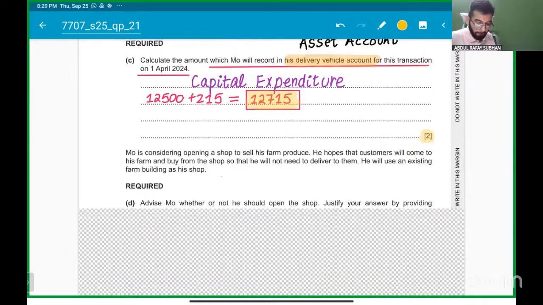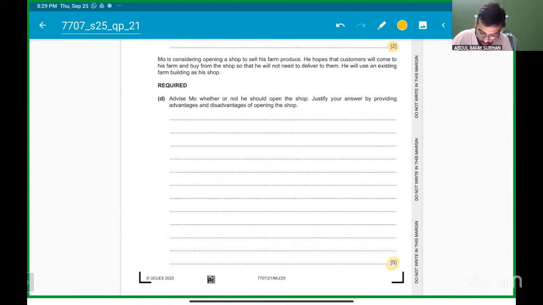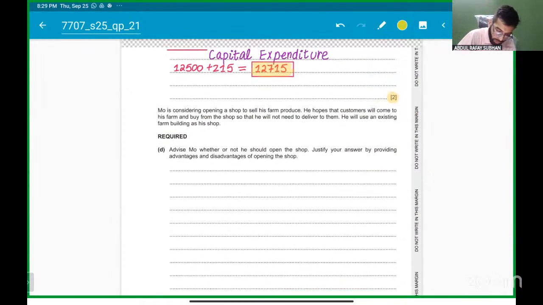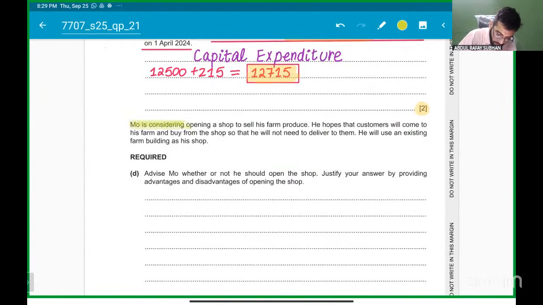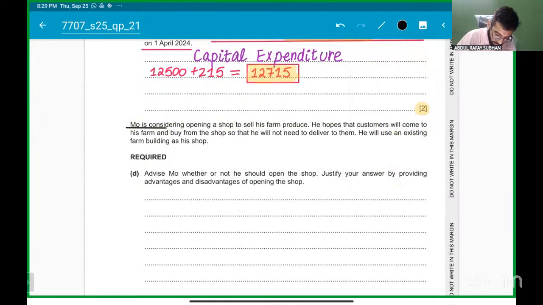Is everyone getting it? Now, a theoretical question. Let's do that as well, worth 5 marks. How do you write an answer for this? So everyone should focus. Mo is considering opening a shop to sell his farm produce.